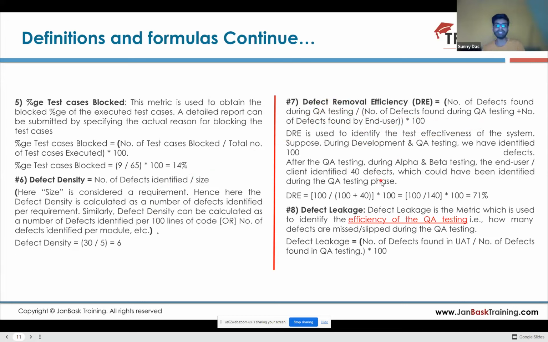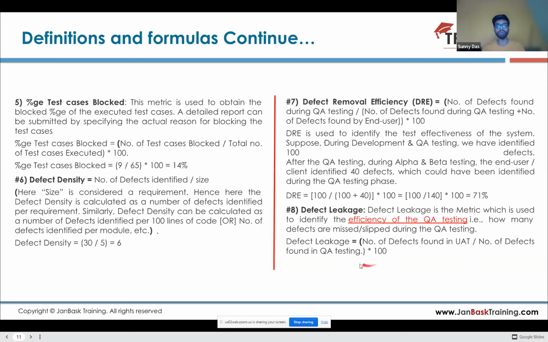And finally, the defect leakage. So what is the defect leakage? Defect leakage is the number of defects found in UAT, that is user acceptance testing. So who does this UAT? The user. The customer will do this UAT. That means from your side, you have completed the testing. So the number of defects that are found during UAT divided by the number of defects found in QA testing, into 100. Right? So this will give you the defect leakage.